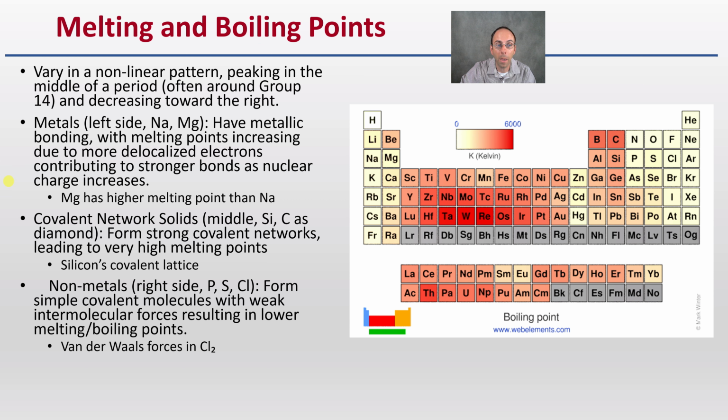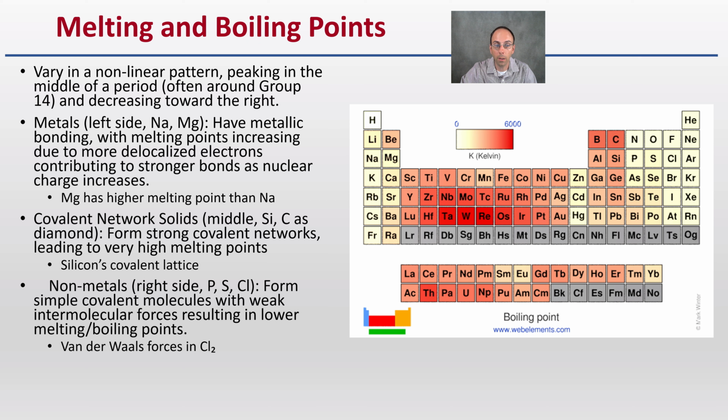For example, magnesium has a higher melting point than sodium, and we can see those two located right here on the periodic table. Covalent network solids in the middle, that's silicon, carbon as a diamond, form strong covalent networks, leading to very high melting points. This is, for example, silicon's covalent lattice.